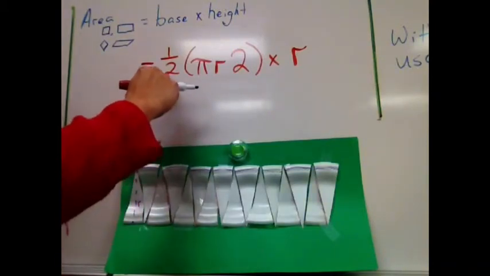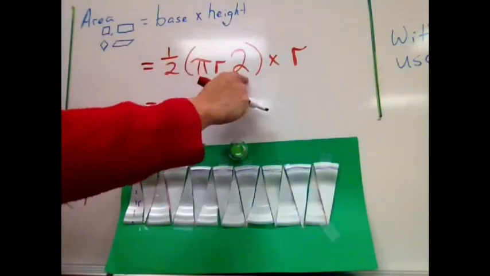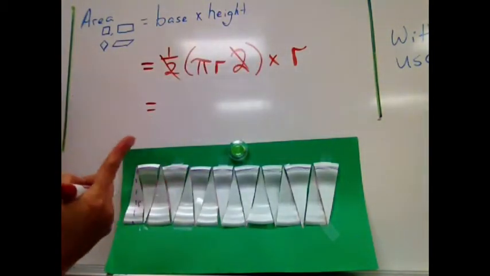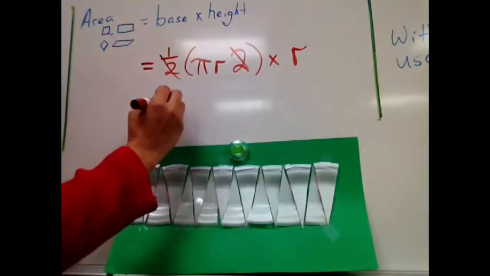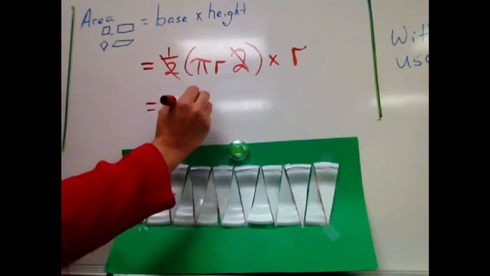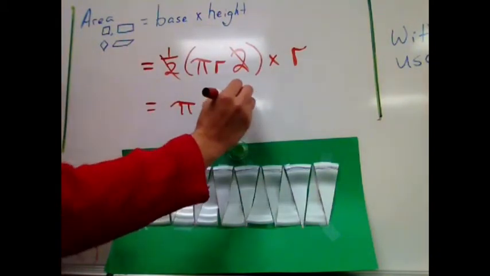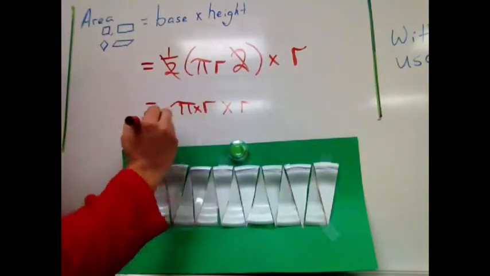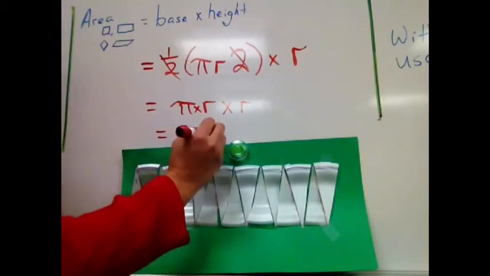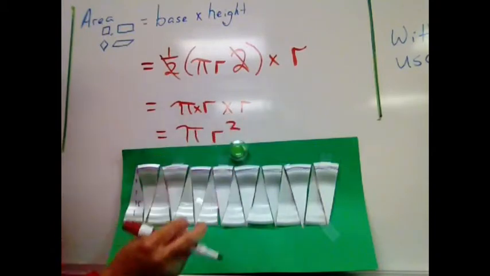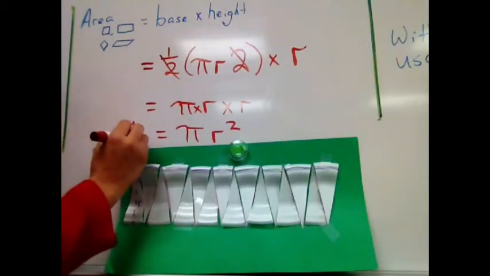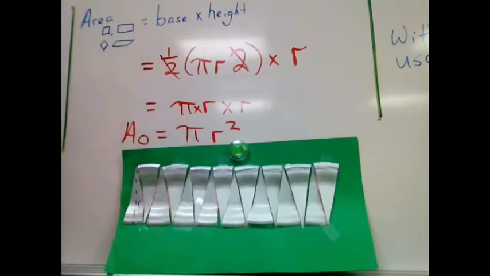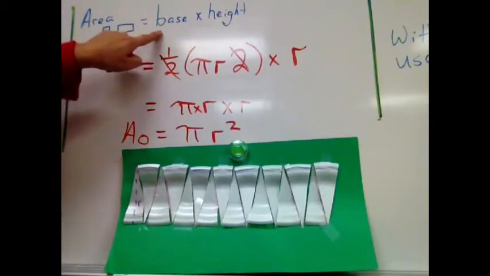So we see 1/2 times 2. Well, 1/2 times 2 cancel out to equal 1. All right, so 1 times pi times the radius times the radius. That equals pi times the radius to the second power. So when you see area of a circle, we actually use this. And it comes from a rectangle, or parallelogram in this case.